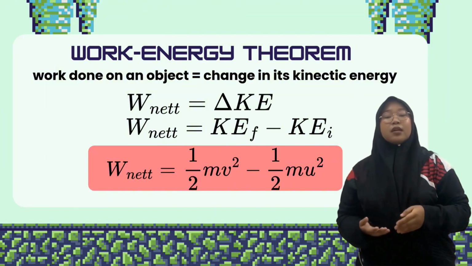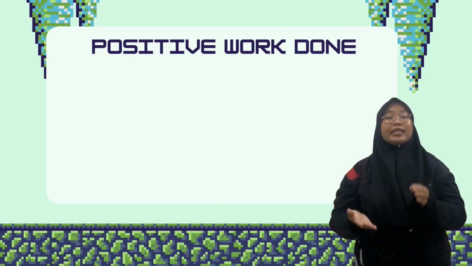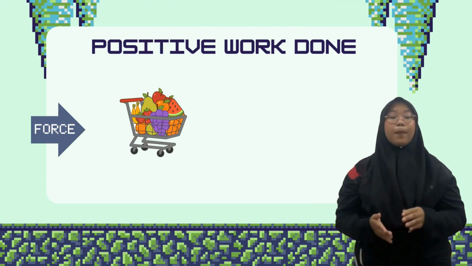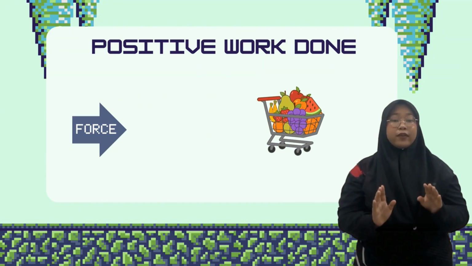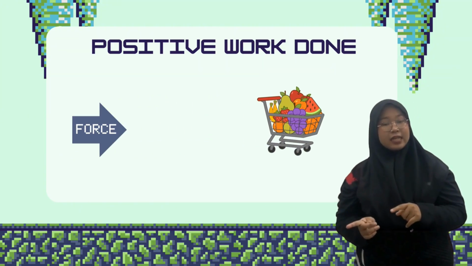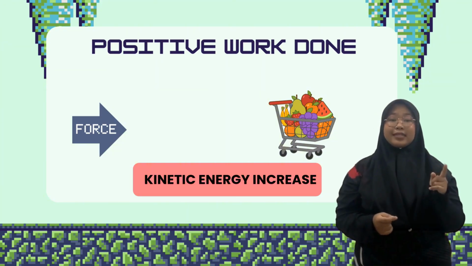Let's take a look at the effect of positive and negative work. Positive work is done on an object such as pushing a static trolley forward. We can see the trolley moving faster than its initial state. This is because the kinetic energy of the trolley is increasing.